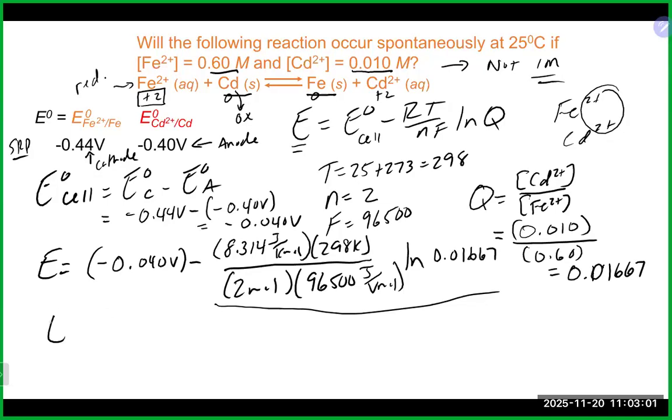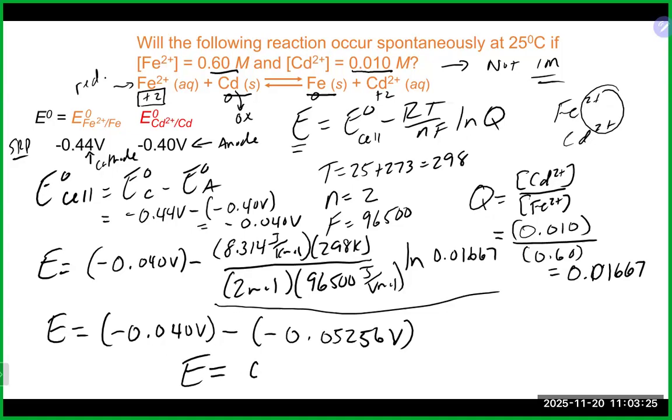That's going to give me that E is equal to negative 0.04 volts minus a negative 0.05256 here. Now I'm going to take the front part and see what we end up with. We're going to end up with a whopping voltage here of 0.013 volts. That means that this reaction now is spontaneous. Not a lot of voltage, but you've got something in the positive direction you can hang your hat on.